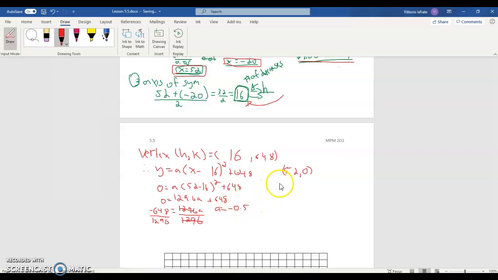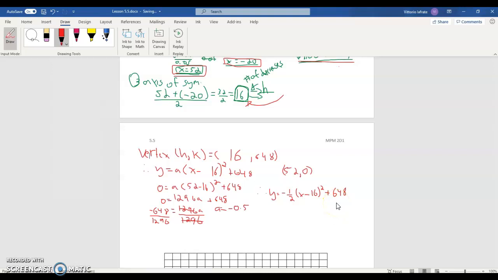So we know our parabola is going to open downward. But now that we have our a, therefore y is equal to negative 0.5, or negative half, same thing, multiplied by (x minus 16) squared, don't forget that, I often forget it, plus 6.48. And this is our vertex form.